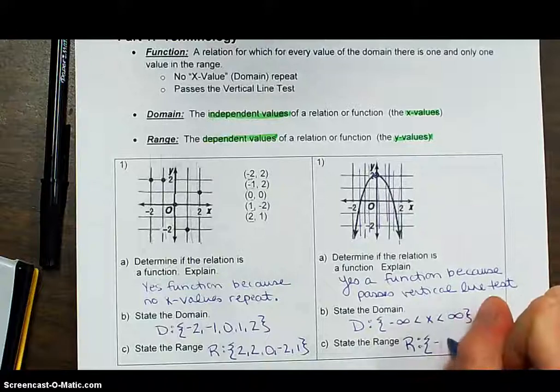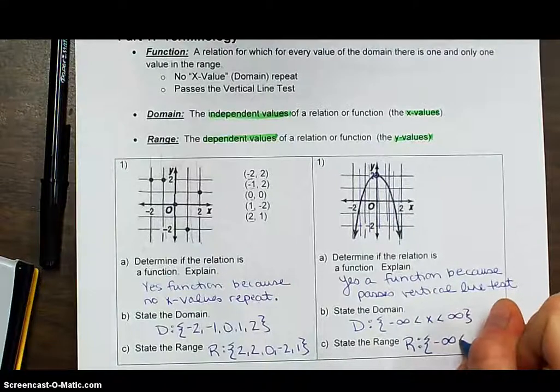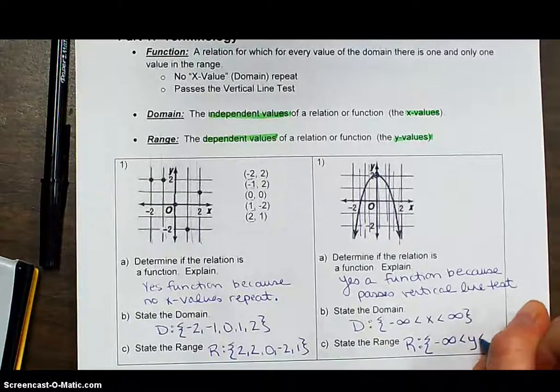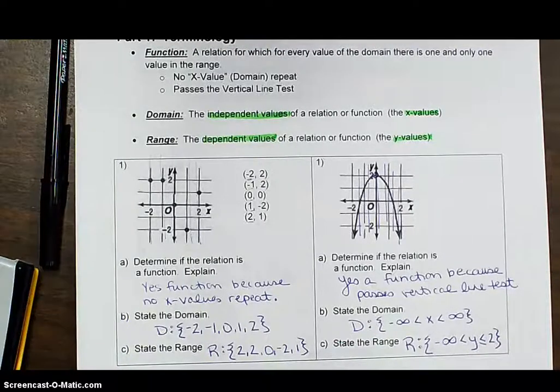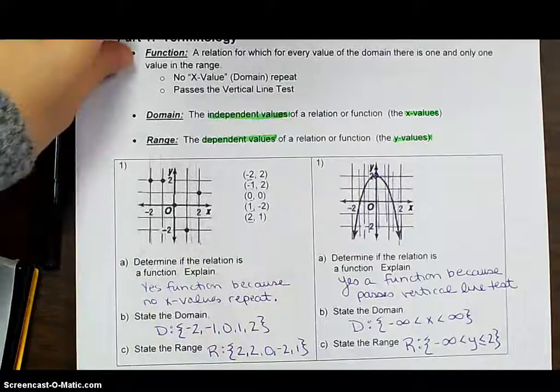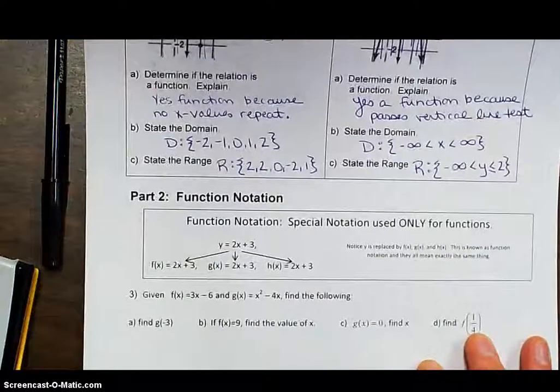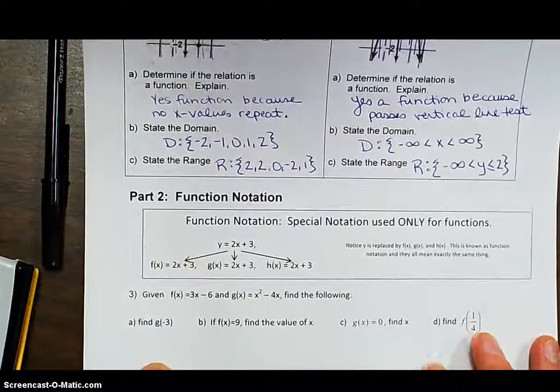So my range is negative infinity is less than y, which is less than or equal to positive 2. And now we have our domain and our range. All right, so that's part 1 of today, our terminology. So part 2 was a little review of our function notation.